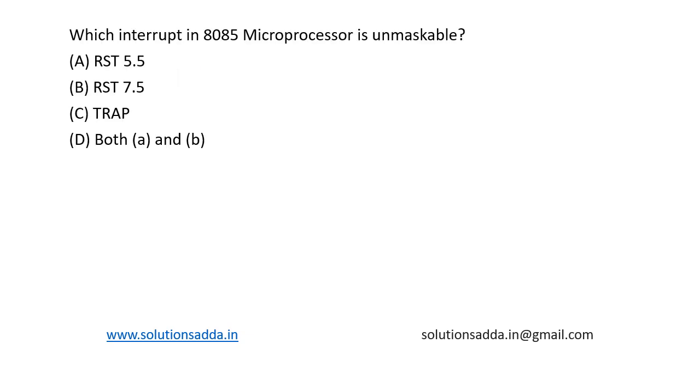This is a question from digital logic design. Which interrupt in the 8085 microprocessor is unmaskable? Option A RST 5.5, option B RST 7.5, option C trap, option D both A and B. There are actually 5 interrupt signals in the 8085 microprocessor. They include trap, RST 7.5, RST 6.5, RST 5.5 and INTR. These are the 5 interrupt signals.